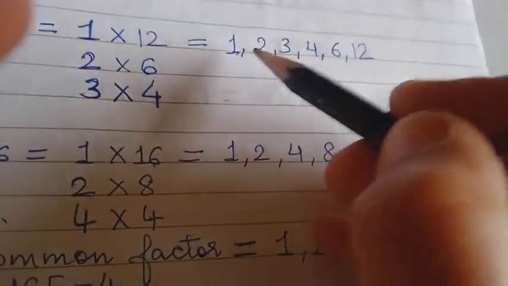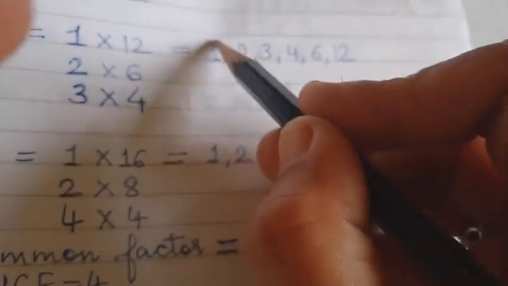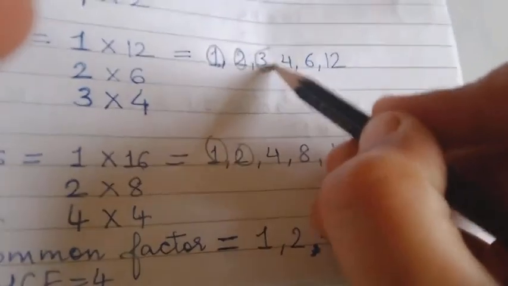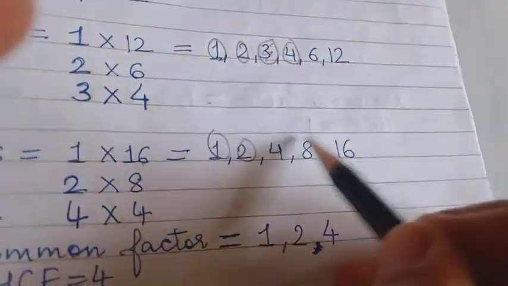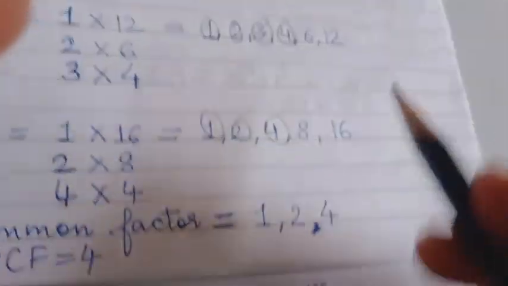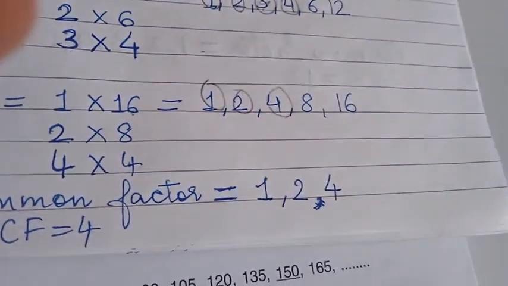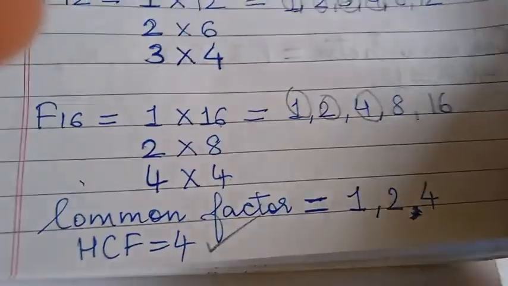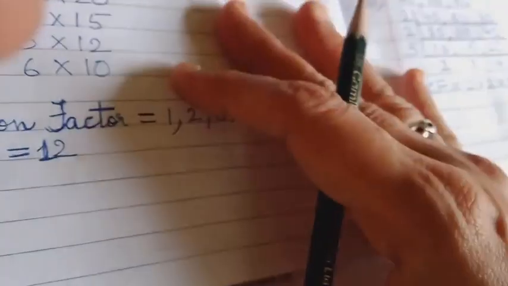So what are the common factors? Common factors are 1, 2 and 4. So in 1, 2, 4, which is the highest? 4 is highest. So we say that 4 is the highest common factor. Okay.